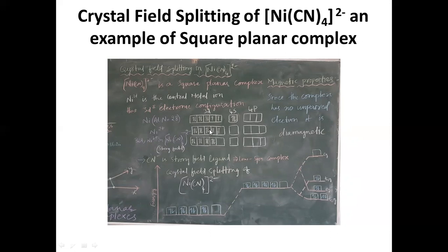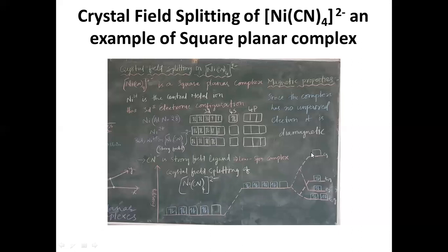In [Ni(CN)4]2-, we know that nickel is Ni2+, and CN- is a strong field ligand. Because it is a strong field ligand, it pairs up the electrons that are present, and this is how the electron distribution happens in the [Ni(CN)4]2- complex.